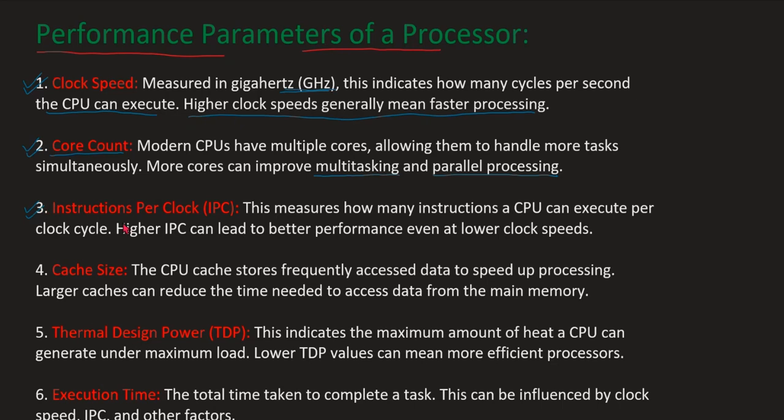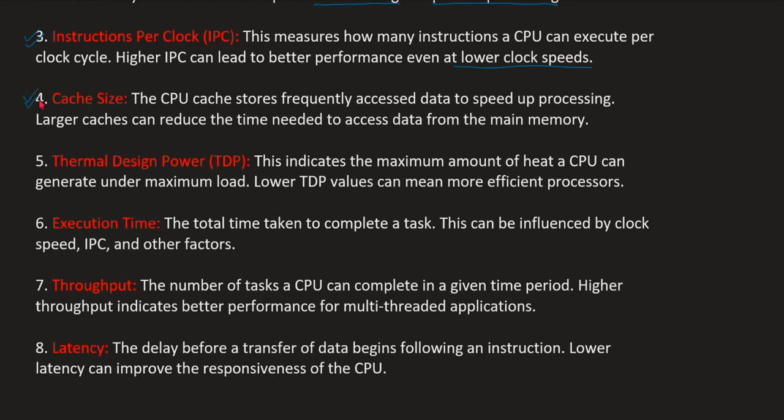Next one is instructions per clock, called IPC. This measures how many instructions a CPU can execute per clock cycle. So how many instructions can be executed by the CPU in one cycle is basically the instructions per clock. A higher IPC can lead to better performance even at a lower clock speed. If the clock speed is low, but that CPU can execute more instructions per clock, its performance will be better.